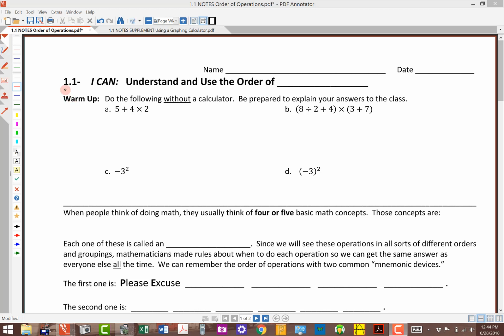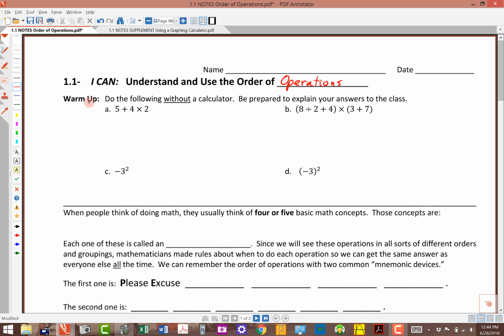So the I can statement for 1.1 is I can understand and use the order of operations. So write the word operations right here. And then we're going to go through and we're going to do this warm-up. Now, this will be very common as we go through and do a discussion about a new topic or something like that. So please read these, follow the instructions. If you need some help, we'll give you some help.